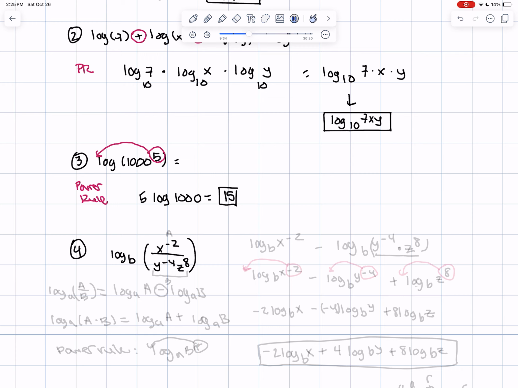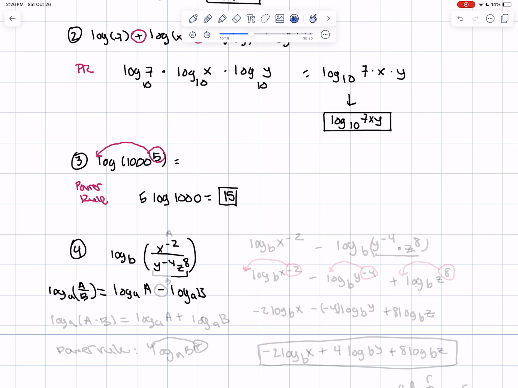Okay, so how do we evaluate this? Looking at the problem, I'm going to look to see which rule looks most like this one. Looking at my rules, I see that the quotient rule is the closest to this setup. The quotient rule, we know again, is if we have log base A of A over B, this means that it's going to be in the subtraction form: log base A of A minus log base A of B. So I'm going to put it into that form first.